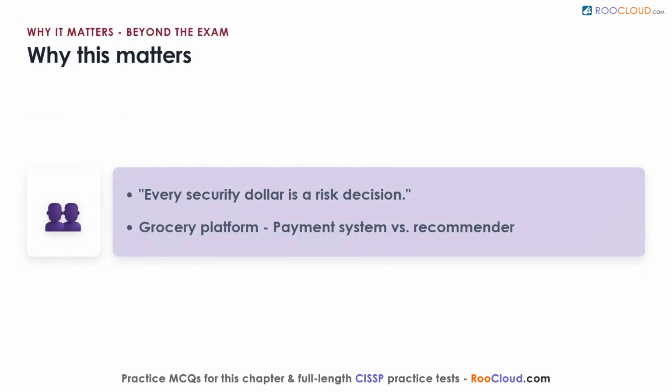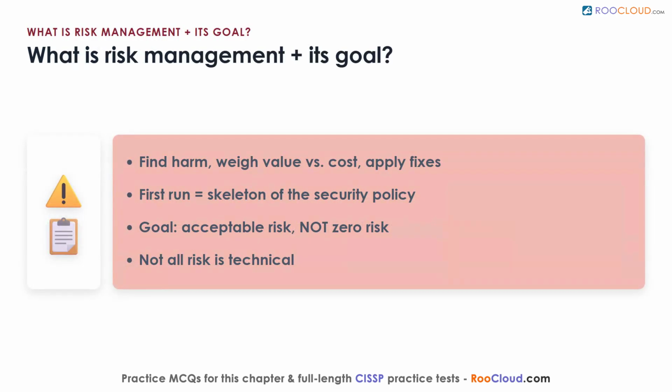Because every security dollar you spend is really a risk decision. Picture an online grocery platform, deciding whether to harden its payment system or its recommendation engine. Without a way to weigh those risks, you are guessing with the budget. Risk management gives you a repeatable method to spend where it matters most, and to explain that choice to people who control the money.